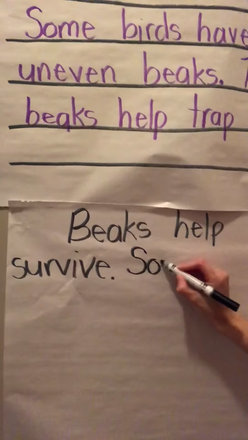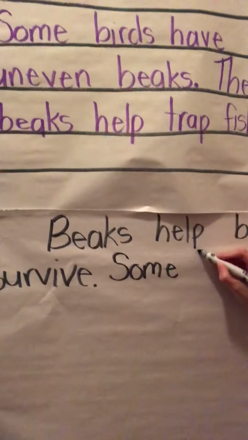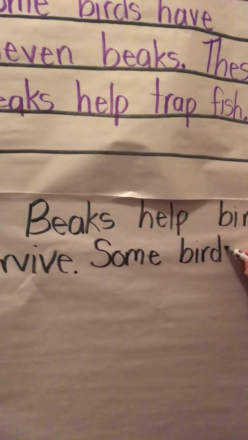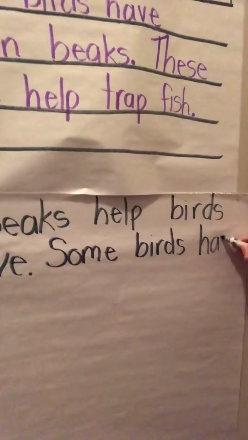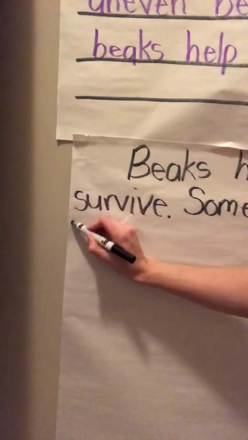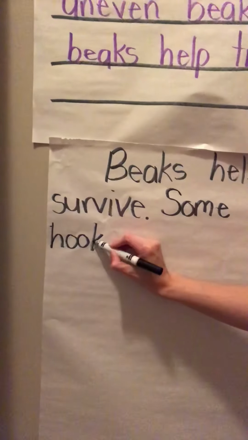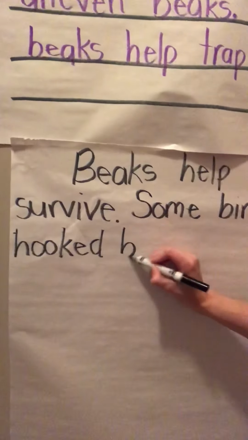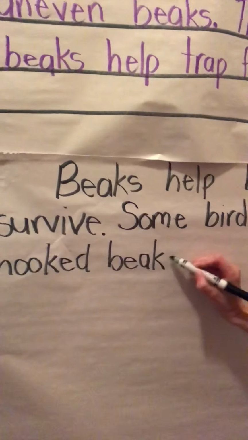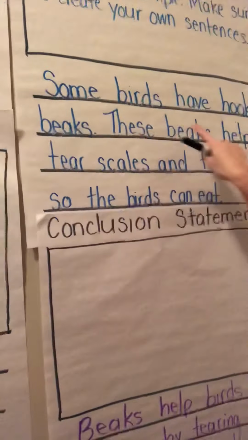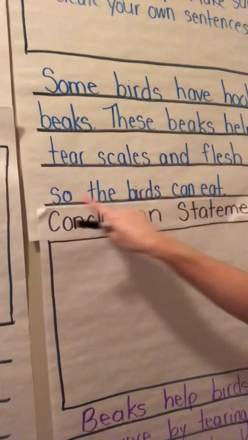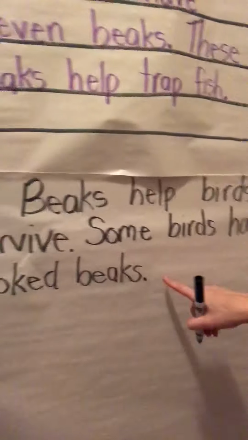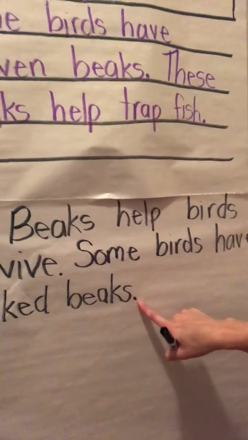So it said some birds have hooked beaks. And I'm going to put my period because that's the end of the first part. So that's the first part of detail 1. Now I need to go back to see what I need to write next. So now I have these beaks help tear scales and flesh so the birds can eat. So now I have my next sentence for my detail 1 to write. So again, I'm starting right where I left off after this period.